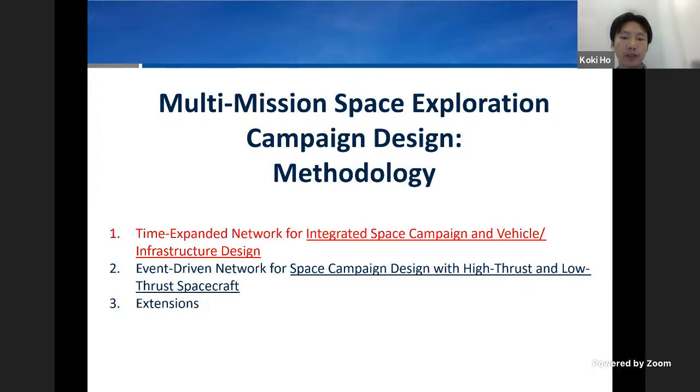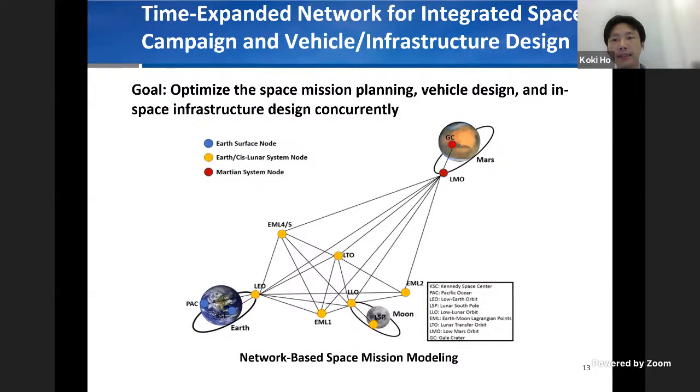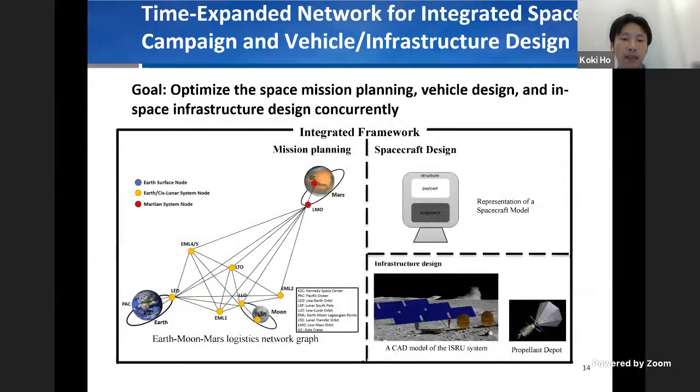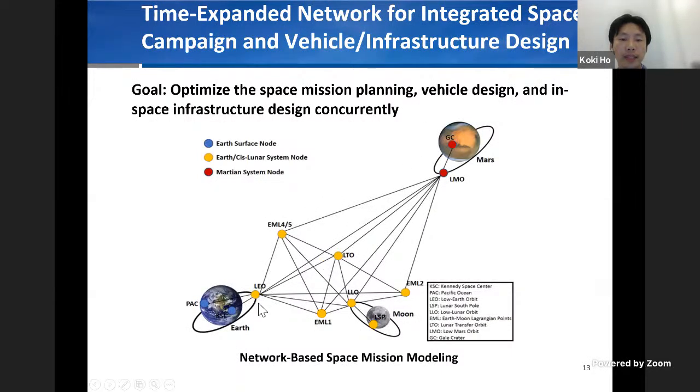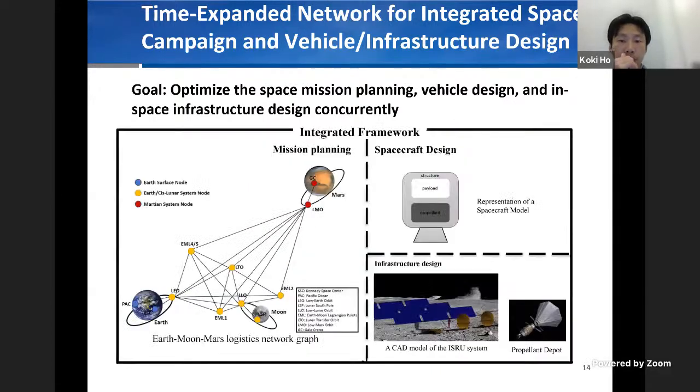For the first one, we looked into the integrated space campaign and vehicle infrastructure design. The way we tackle it is to get inspiration from terrestrial logistics, where we consider the entire mission design problem as a network optimization problem. Here, the network includes orbits as nodes, and we connect them using arcs so that we can solve this problem just like how FedEx optimized its transportation network. In addition, we can consider the spacecraft model and the infrastructure model as part of this integrated framework. So we can consider the mission planning, the spacecraft design, and the infrastructure design all together so that we can generate the entire mission from scratch.